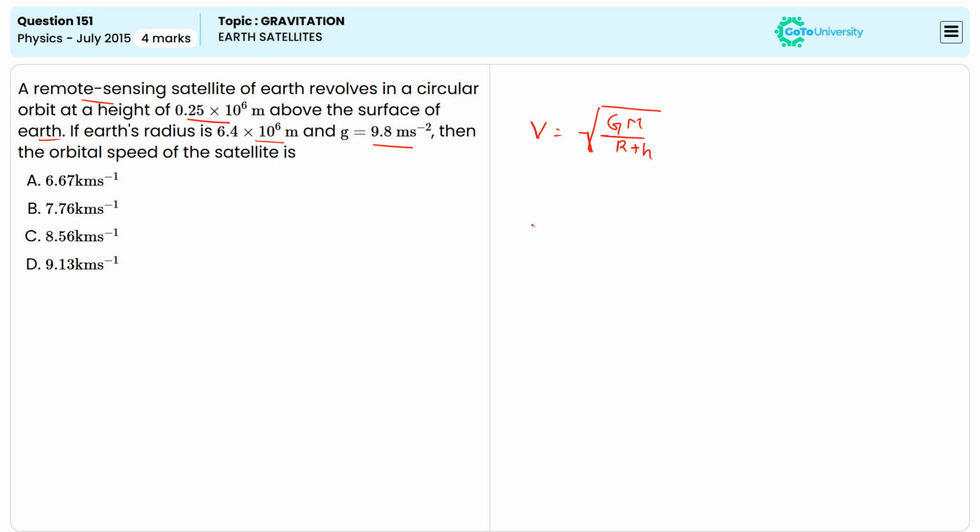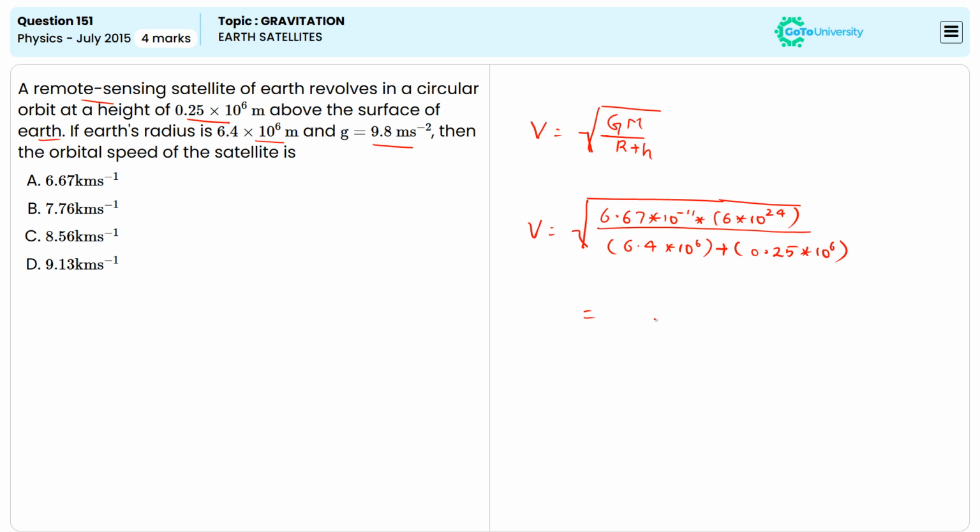Then, by substituting the values, we get v is equal to the square root of G, which is 6.67 × 10^-11, into M, which is given as 6 × 10^24, whole divided by R value, which is 6.4 × 10^6, plus h value, which is 0.25 × 10^6.